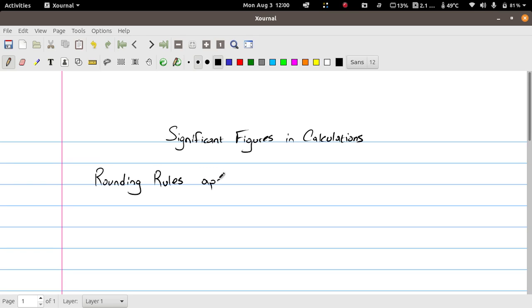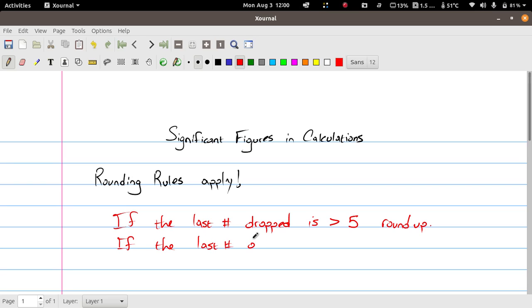Rounding rules apply. So what that means is, if the last number dropped is greater than 5, you round up. If the last number dropped is less than 5, round down. Super simple.